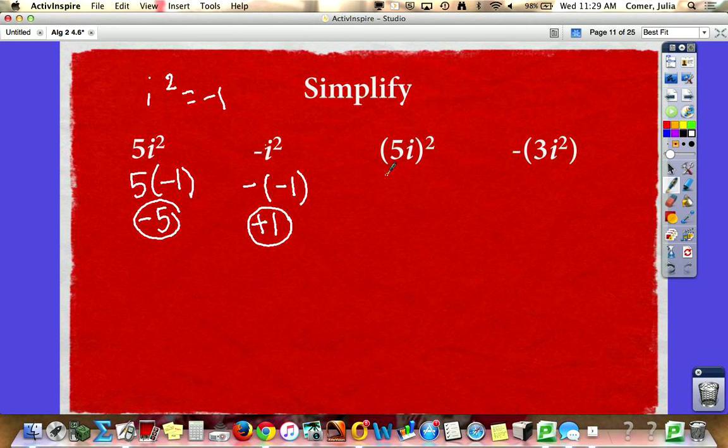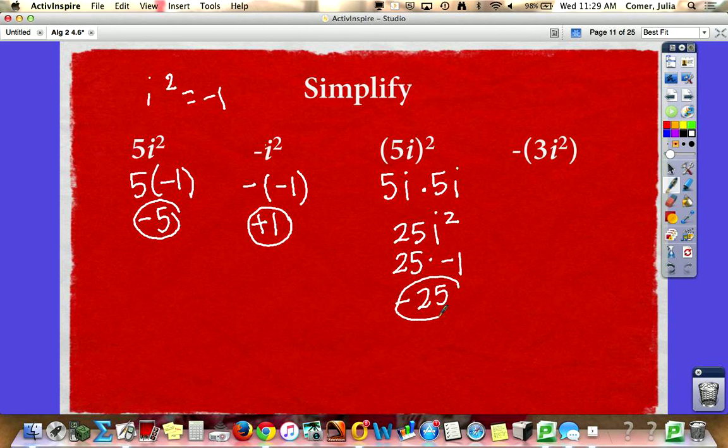5i quantity squared, well, that tells us we have 5i times itself. So 5i times 5i. I know 5 times 5 is 25. i times i is i squared. Well, what's i squared? We set up here, i squared is -1. So I'd really have 25 times -1, which is -25.